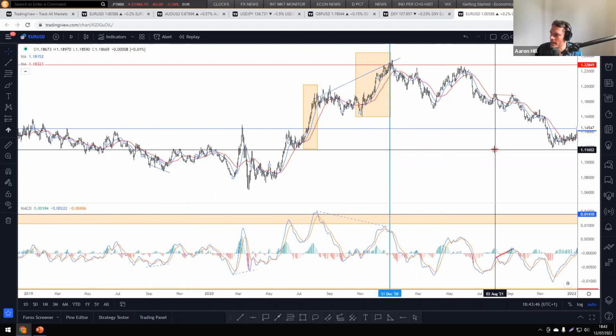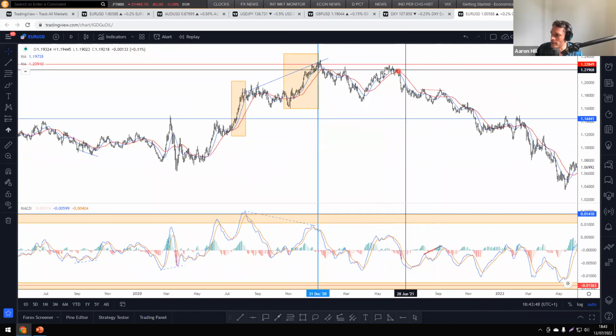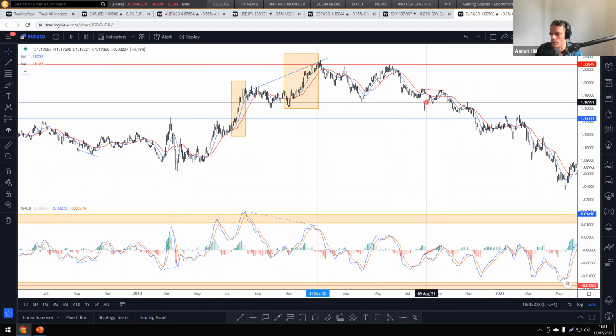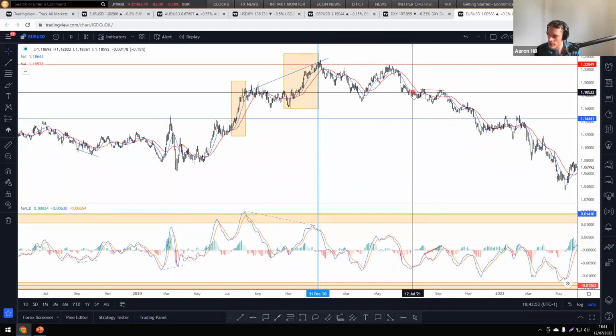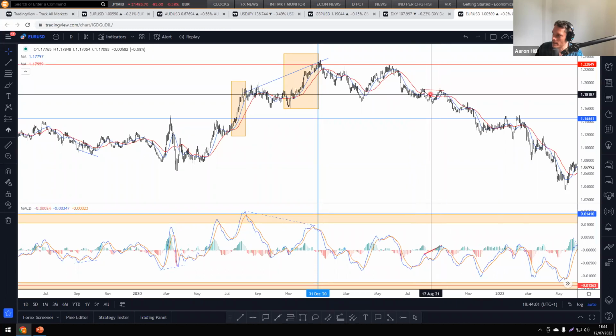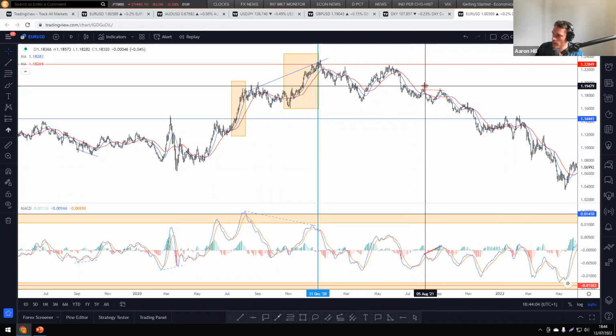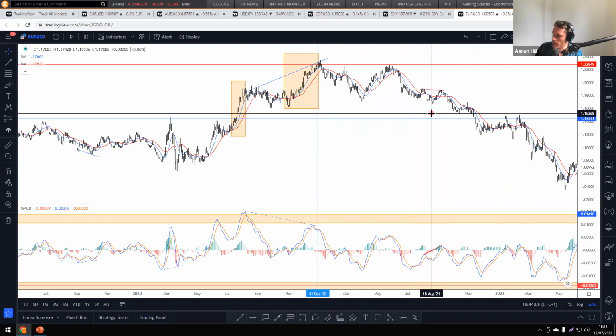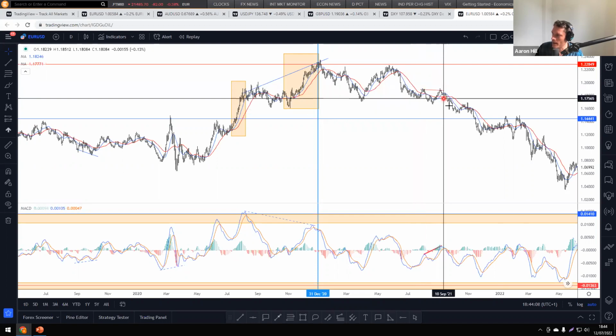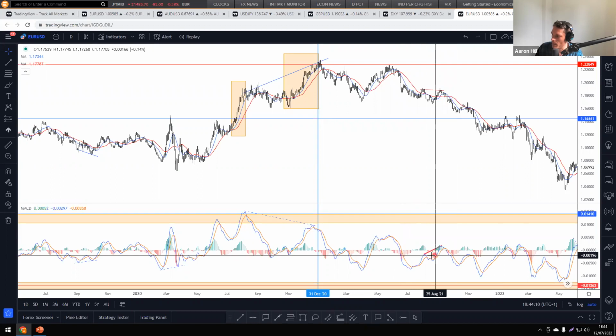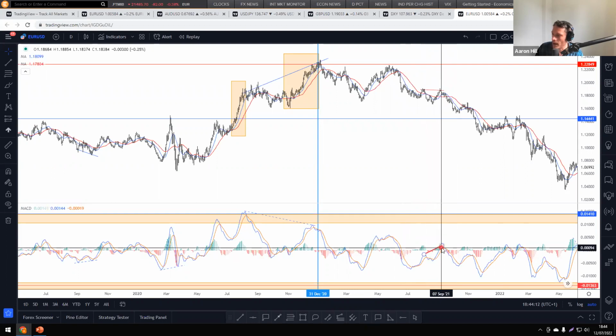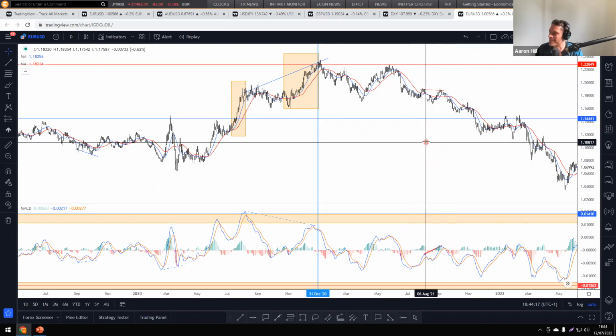And the hidden divergences are normally found as continuation patterns. So just remember, guys, this is the hidden bearish divergence. We look for a lower low and a lower high in price, as you can see here. So we have lower low, lower high, lower low, lower high, and a continuation to the downside. But meanwhile, we see a higher high within the MACD indicator. So price leads the indicator at this point.